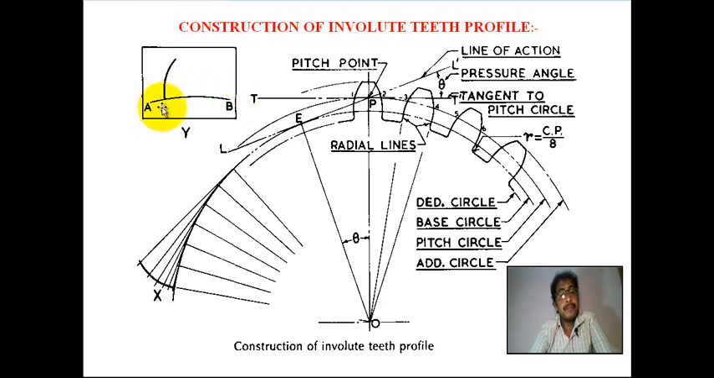This portion of the base circle and the involute arc, we place on the base circle and move along the base circle. When it is in this position, we take an impression on the tracing paper.